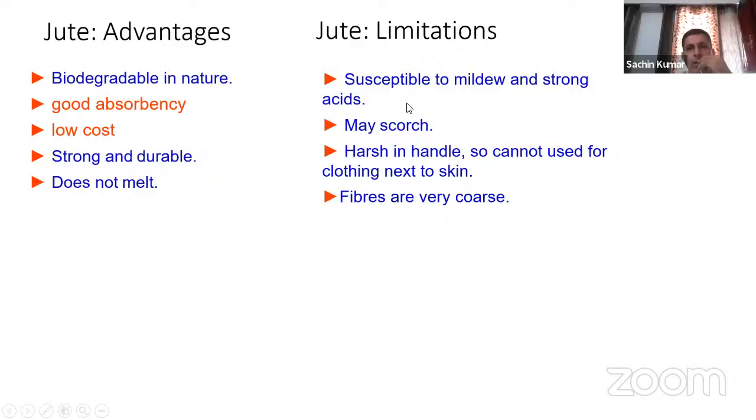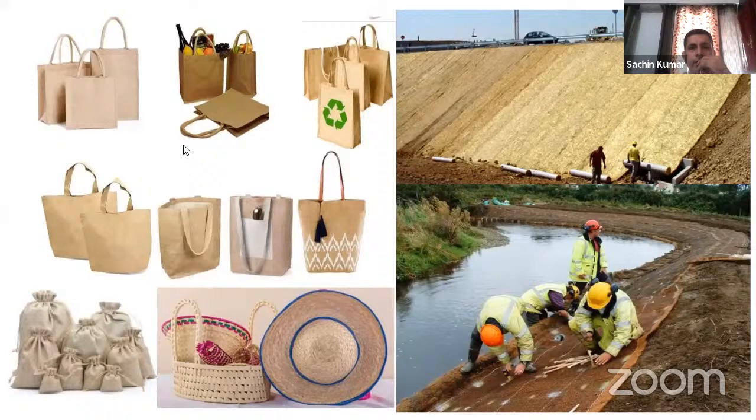But the major limitation of this is that it is very thick in diameter and harsh in handle. That is why it is not used for next to skin clothing. But otherwise, it is a very good fiber for packing purposes. These are the applications, generally bags. Whatever food grains we have nowadays, most of these are packed in jute and gunny bags, which are made up of jute.